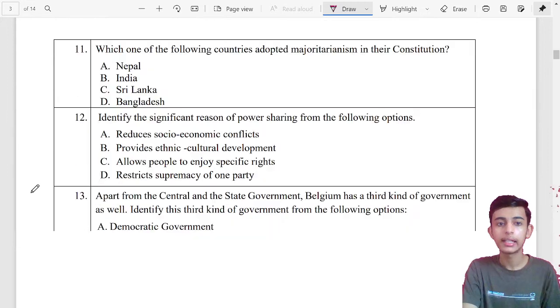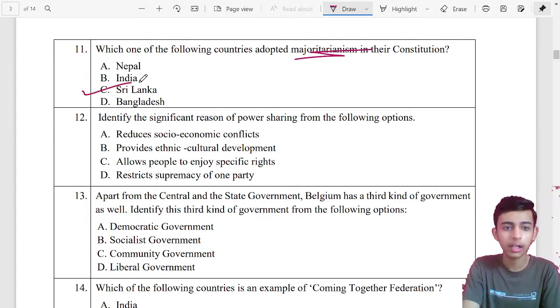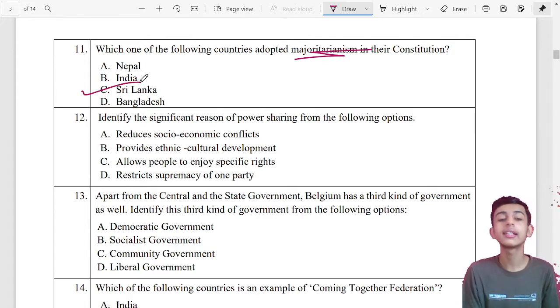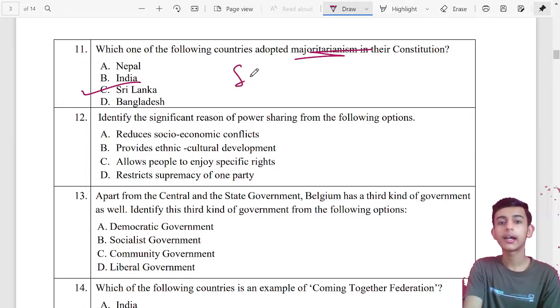Okay. 11th, which one of the following countries adopted majoritarianism in their constitution? Very easy, it was Sri Lanka. Now you don't have to waste even a single second in this. You can easily say Sri Lanka only adopted majoritarianism. Okay, that majority were the Sinhala people, they were in majority.